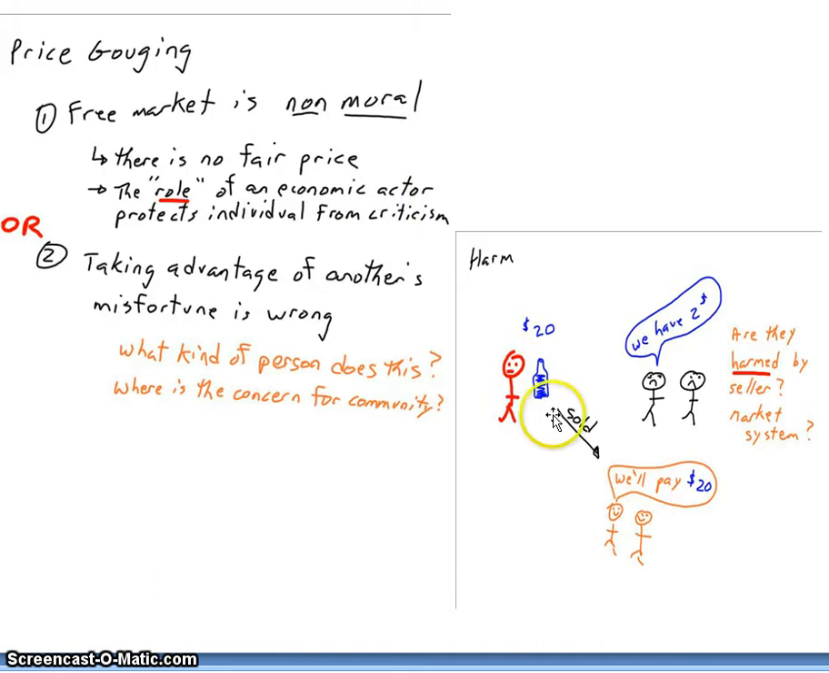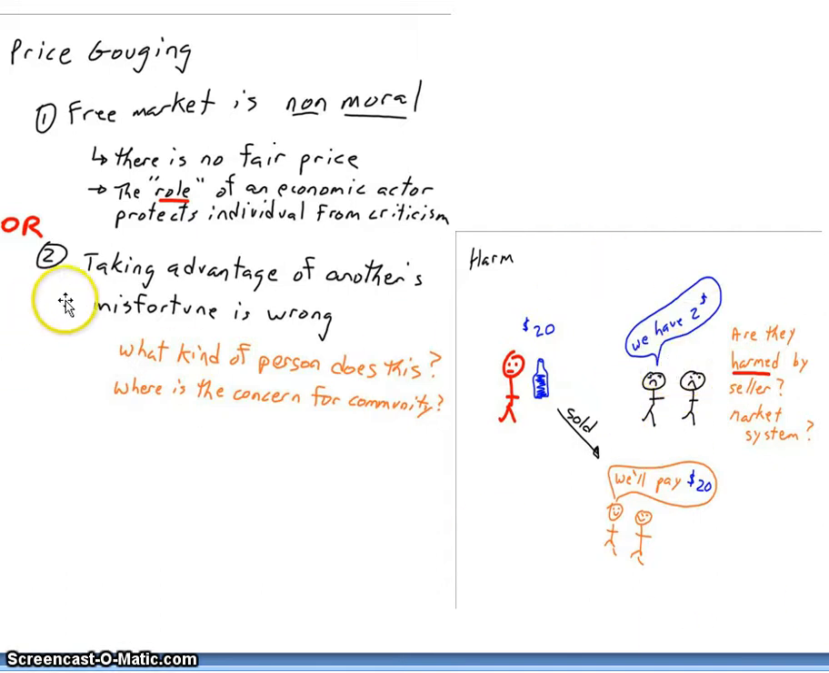Or we might say, you'll recall, another kind of defense of this behavior is that the role of an economic actor protects the individual from criticism. See, this point that we made in the price gouging case is exactly one of the things that Applebaum's going to focus on in his analysis. So we might want to say, well, look, see, the role of market participant here protects this individual from criticism, moral criticism from others who might think of themselves as harmed from this situation.